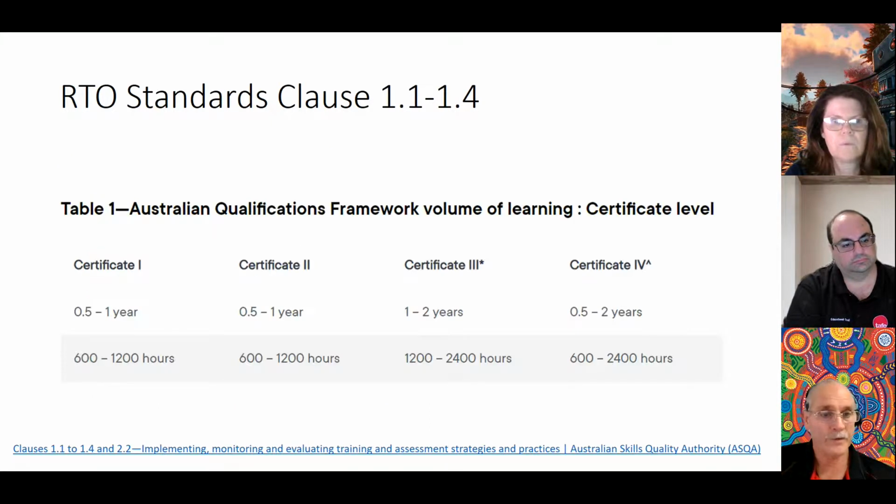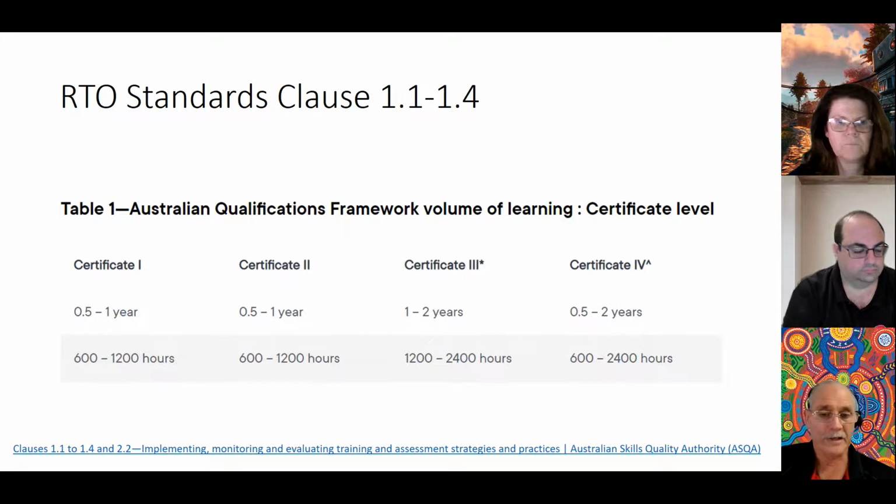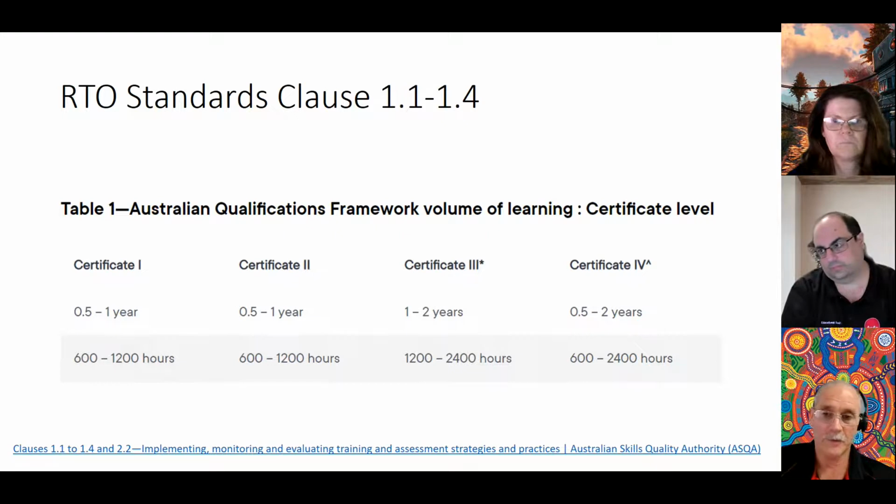The requirement for 1.2 is about the volume of learning. For each level of certificate, there's an increasing volume of learning: from 600 to 1200 hours for certificate 1, 600 to 1200 hours for certificate 2. Certificate 3 is 1200 to 2400 hours, and certificate 4 is 600 to 2400 hours.